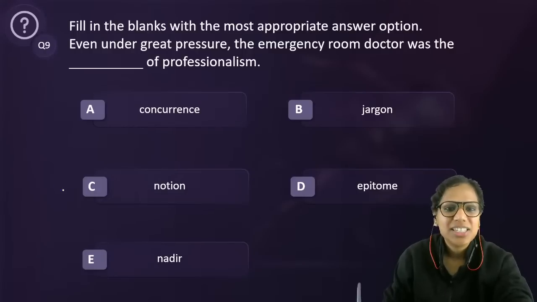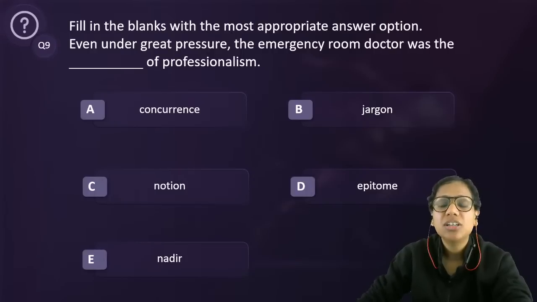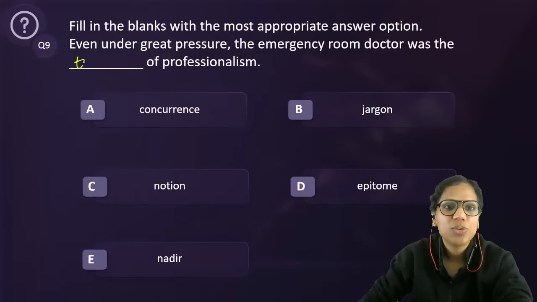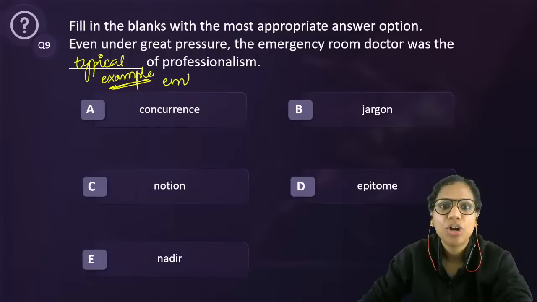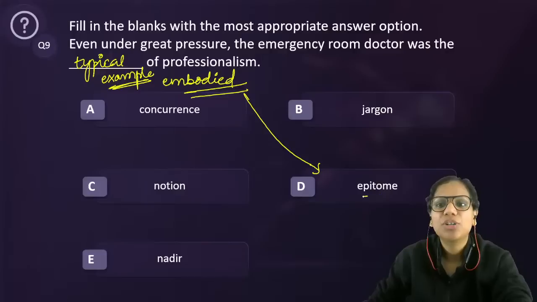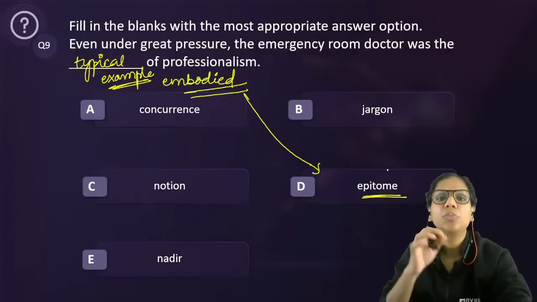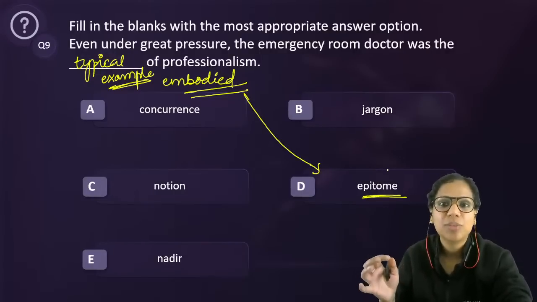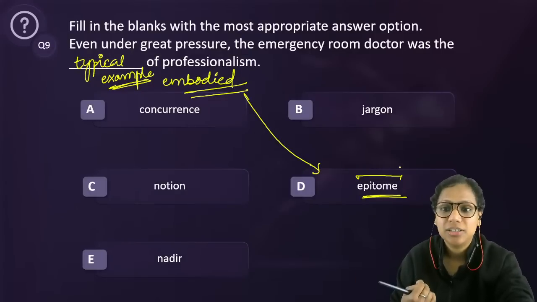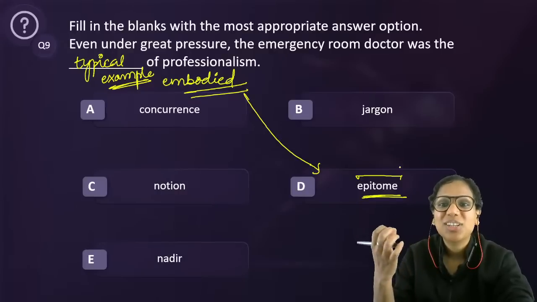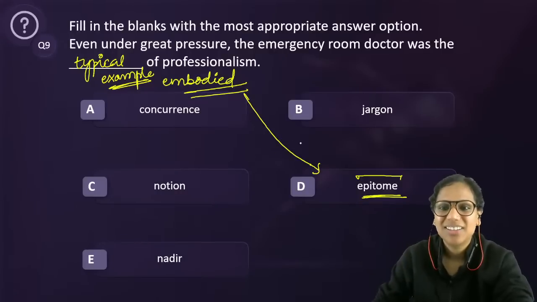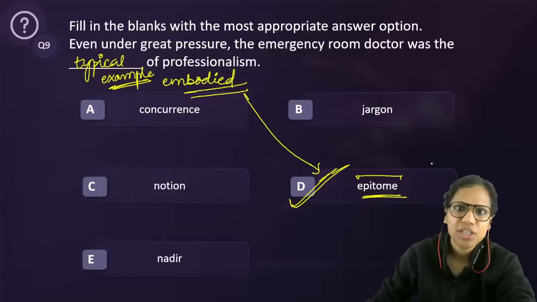C, notion. She was the typical example. That's what I want to say. She embodied professionalism. So the word for that is epitome. Epitome means when you are a typical example for something, the standard for something. When you embody that quality, it's present in your very being. That is when you are the epitome of something.